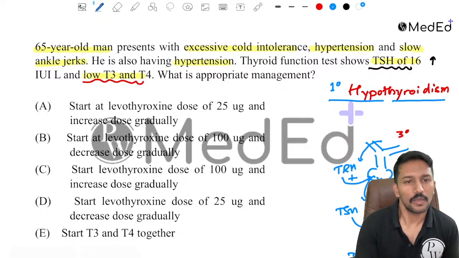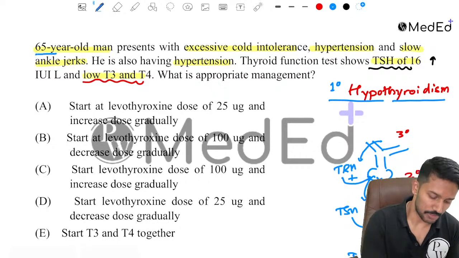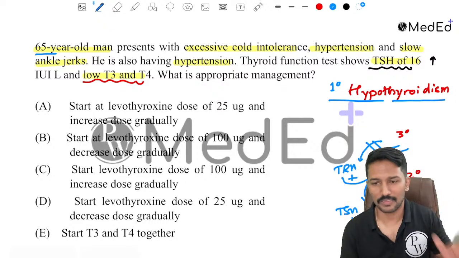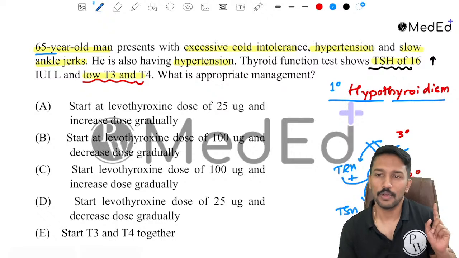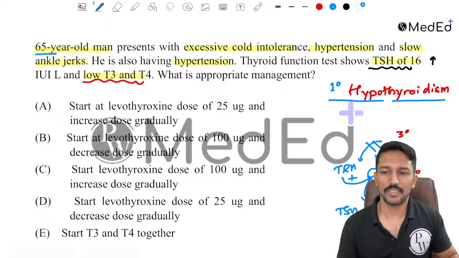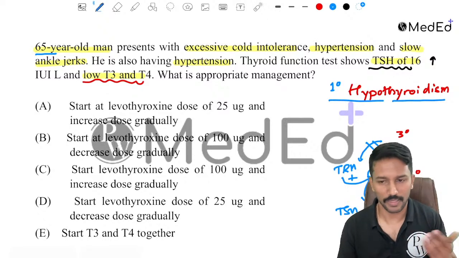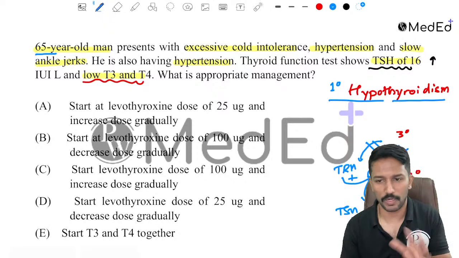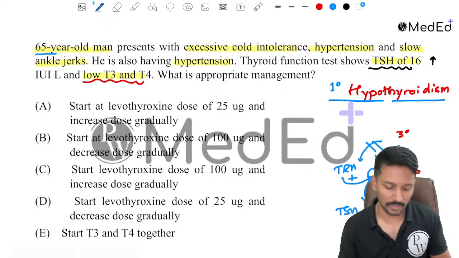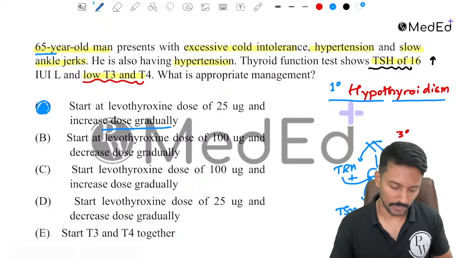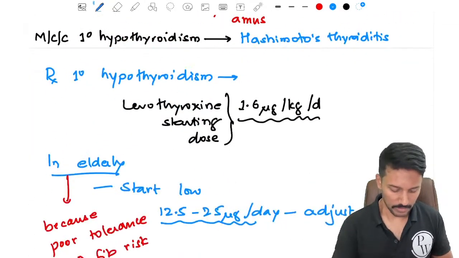Right, it would be option A, because here it is an elderly patient, right? If I change the age to 35, a 35-year-old female, that's a classical case of Hashimoto's thyroiditis, then it will be 1.6 micrograms per kg. If I mention that it is a 50 kg person, then 1.6 into 50 will be like 75 to 80 something. That is the dose that I would start. If I mention that it is a 70 kg person, then 1.6 into 70 will be like 110 or something. That is the dose I would start. But here it is an elderly man and we have to start at low dose and increase gradually. Gradually come back to the dose that you would require. So option A would be the correct answer here.